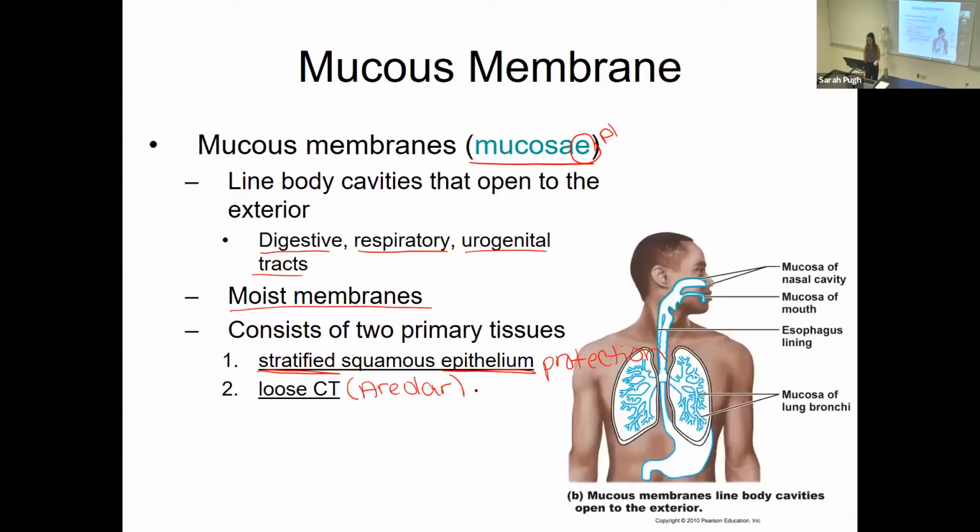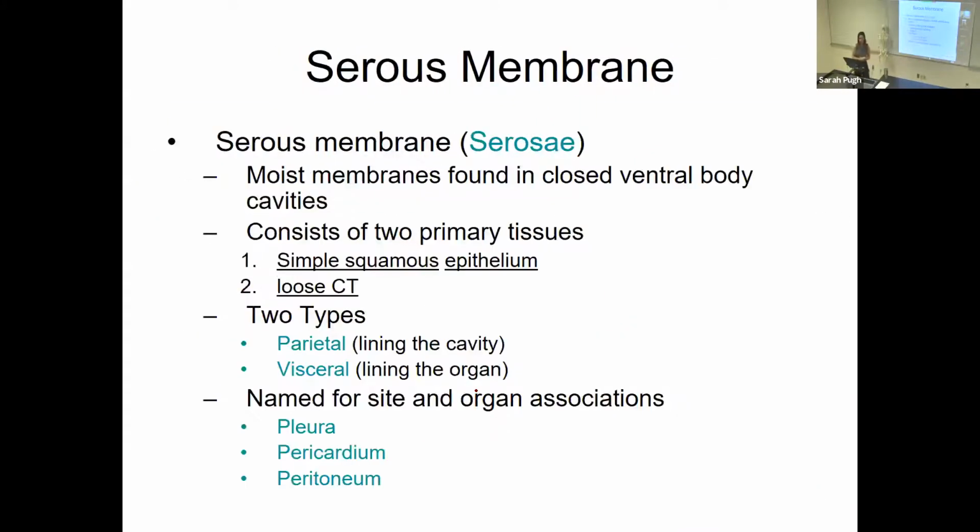All right, so the last kind of membrane are our serous membranes. And remember, we can call these serosa. Again, here's that example, making it plural. And these are going to be membranes that are in our closed body cavities. So y'all did these in lab last week for your chapter 1 lab, where you looked at things like the ventral body cavities and the dorsal body cavities, and the serous membranes around those.